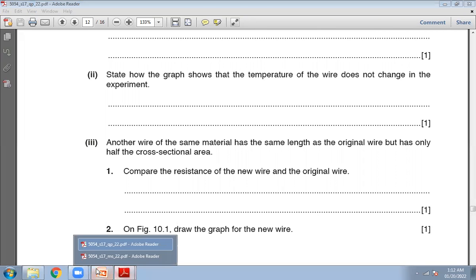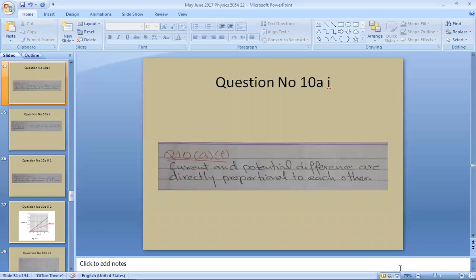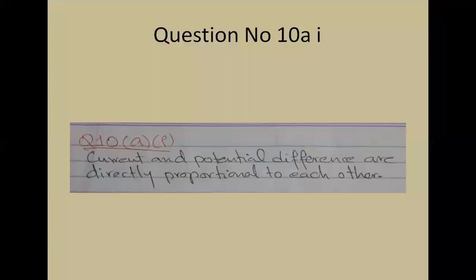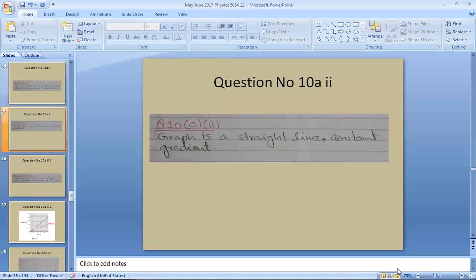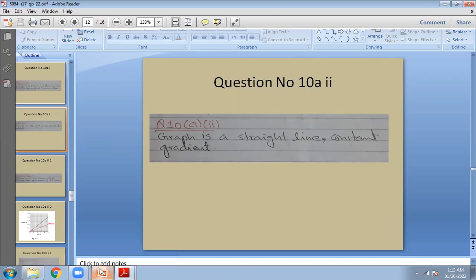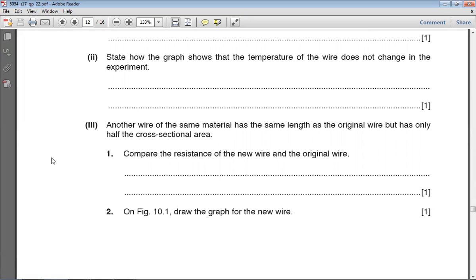Here we go. Graph is a straight line with a constant gradient. So that shows that the temperature is not changing. This shows that this is obeying Ohm's law. When something obeys Ohm's law, its temperature does not change.